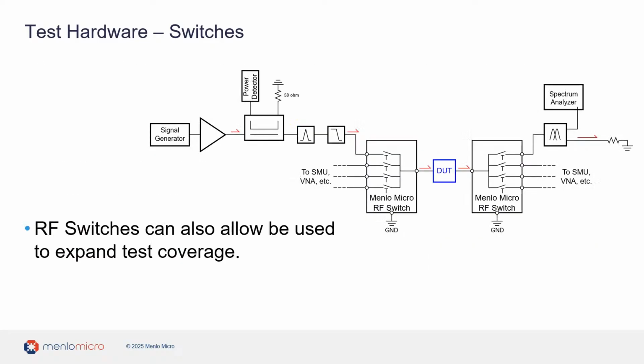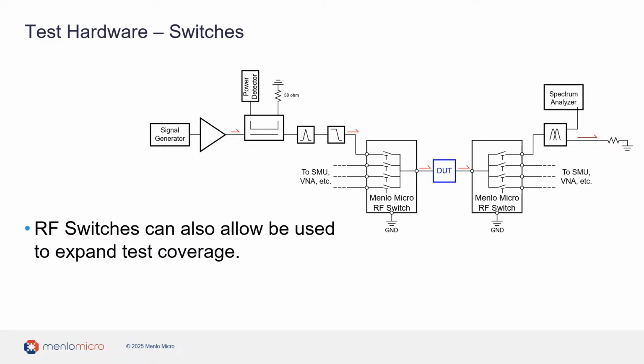Another reason to include switches in this kind of setup is to increase the test coverage of a single system. Being able to evaluate multiple DC and RF parameters with one test system saves time and cost when compared to having to insert the DUT into multiple test systems manually.